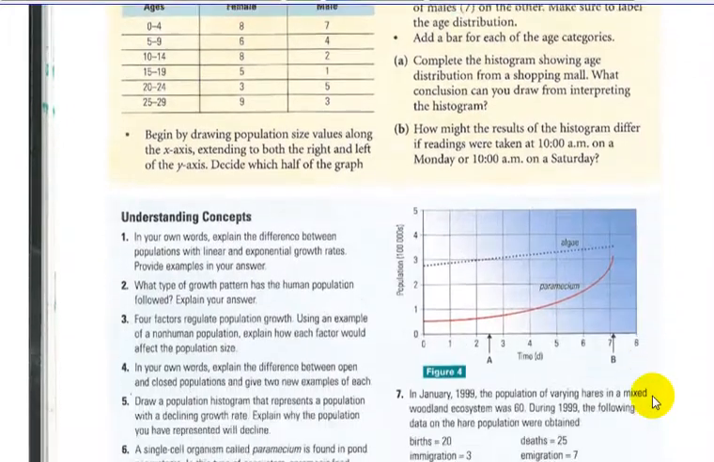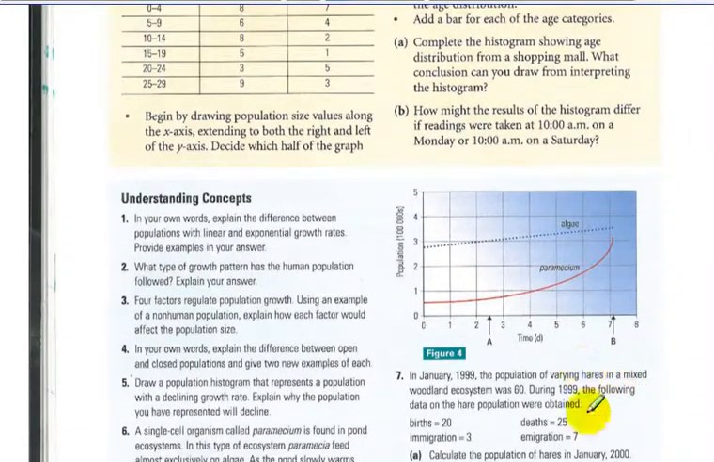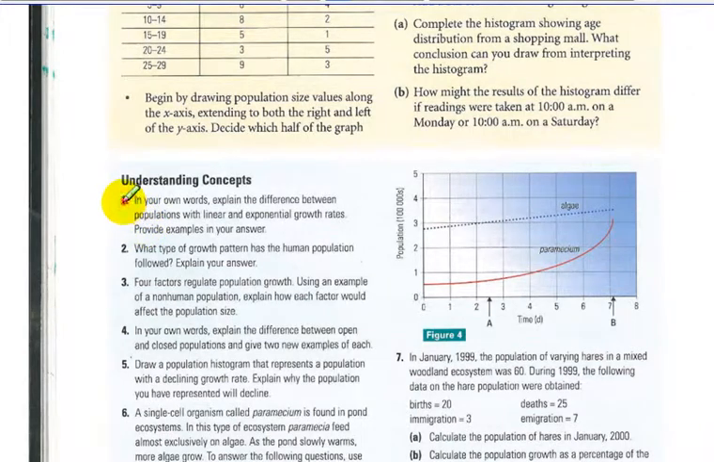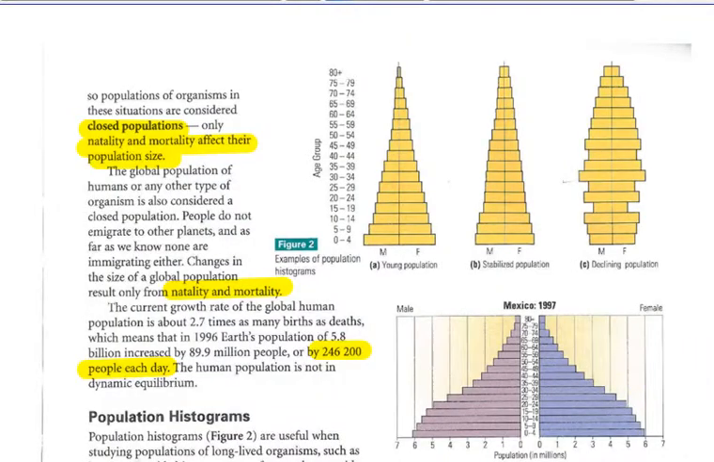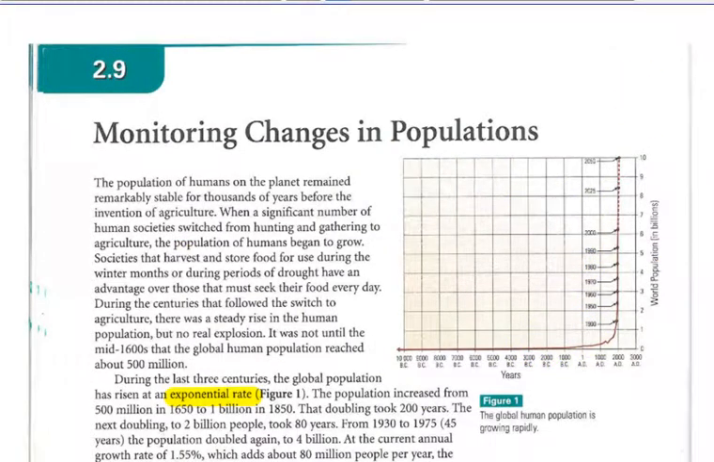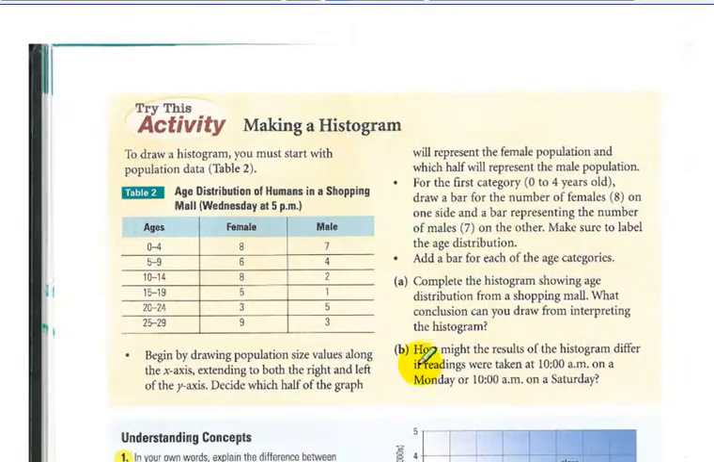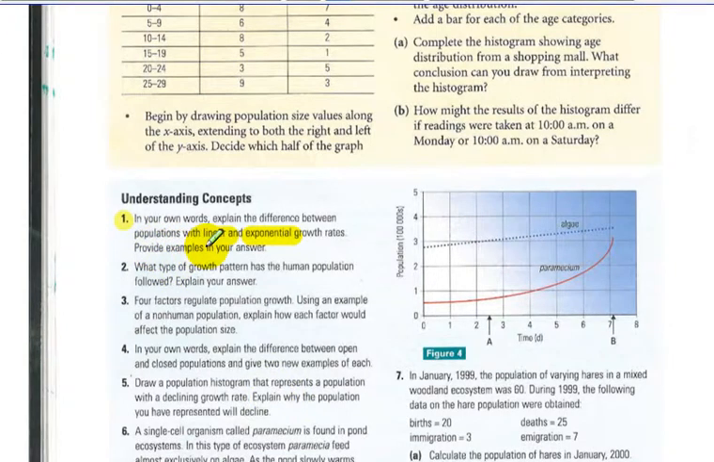Okay, so that's it. We'll look at what questions I'd like you to do. I'd like you to do number 1 here. In your own words, explain the difference between populations with a linear growth versus exponential. Linear is a straight line increase like this, whereas exponential is curving upwards, just like was mentioned here with the world population graph. Okay, provide an example of your answer.